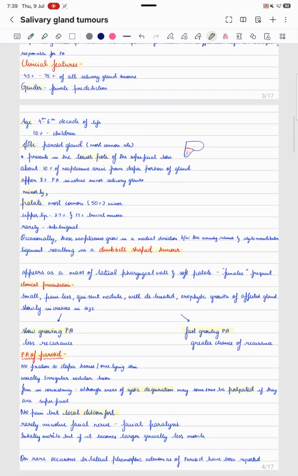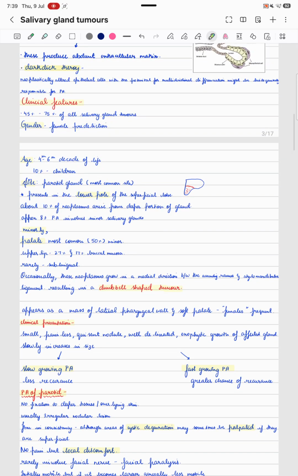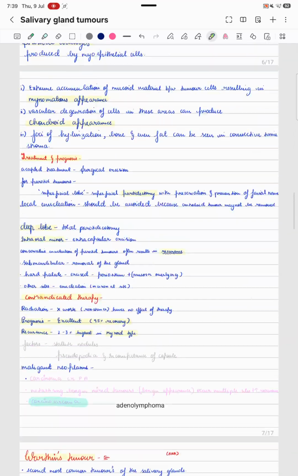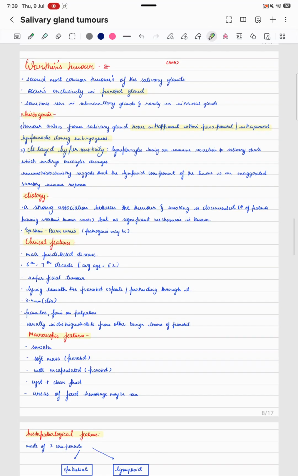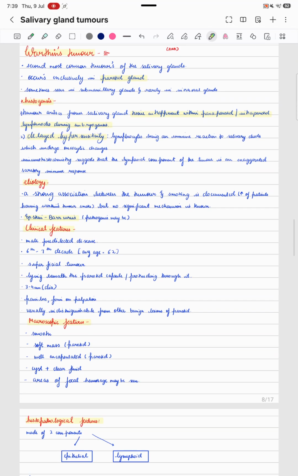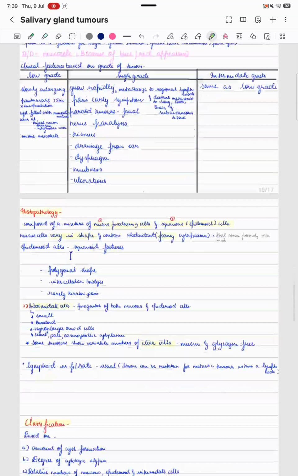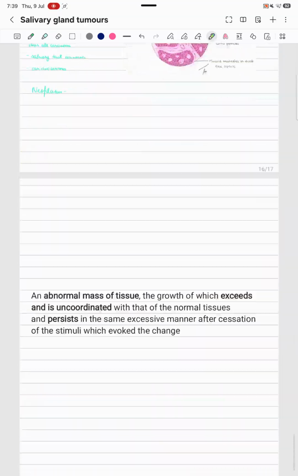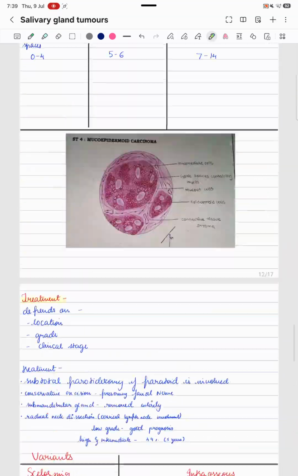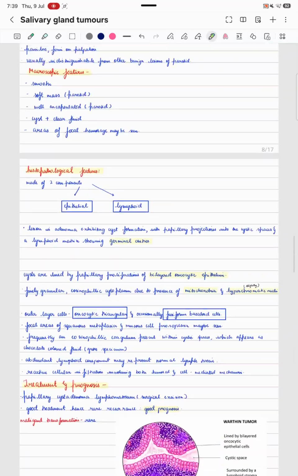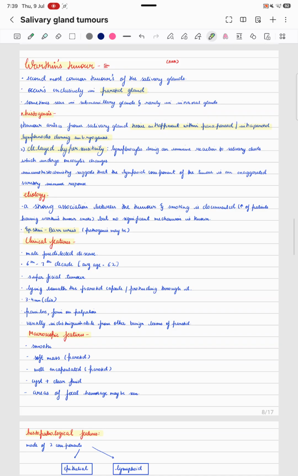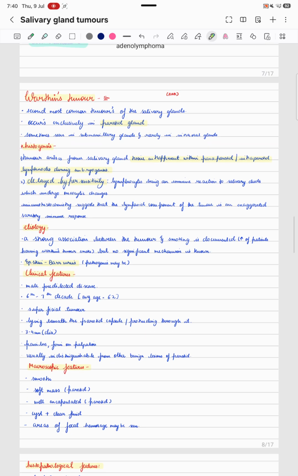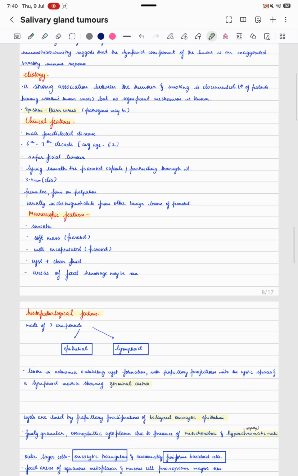Then in the next video we will be dealing with Warthin's tumor. Actually, I'm thinking about combining all the videos into one chapter on salivary gland tumors, and we will be done with the salivary gland tumors. So let's see how much I can cover in this class. Mostly I'm going to start with Warthin's tumor in the coming session. In this video only, I will cover Warthin's tumor as well.